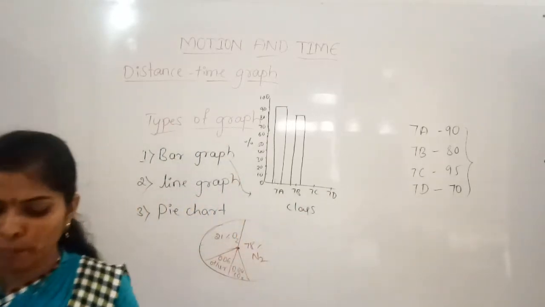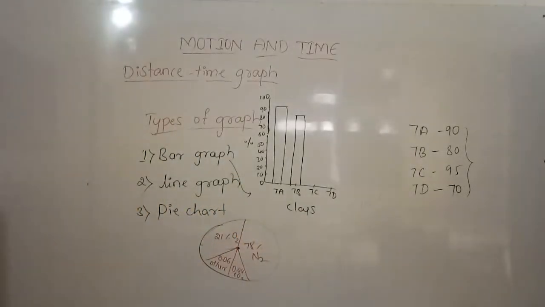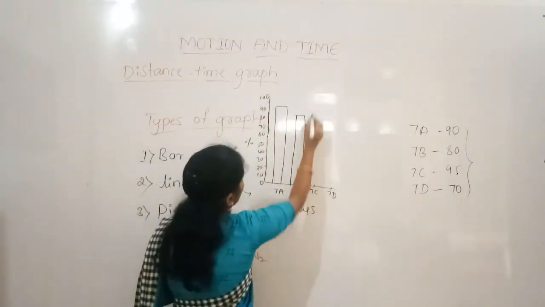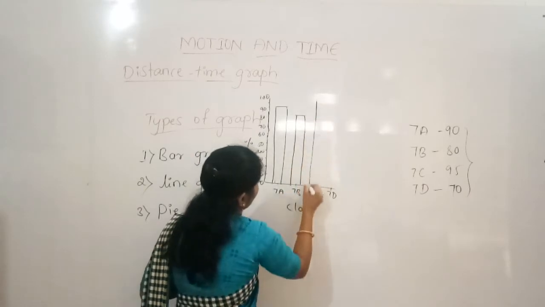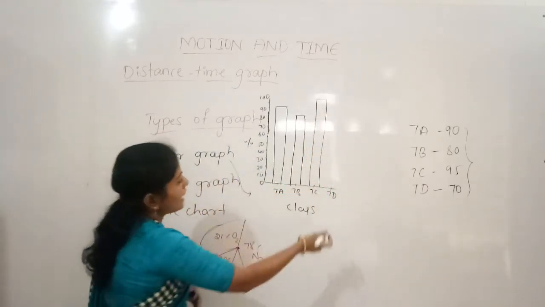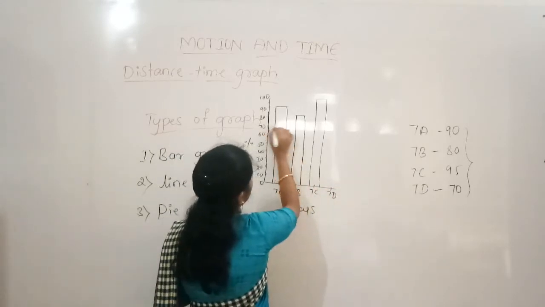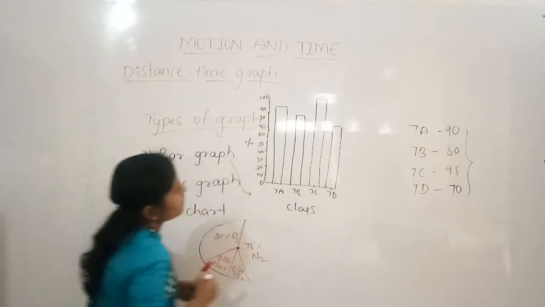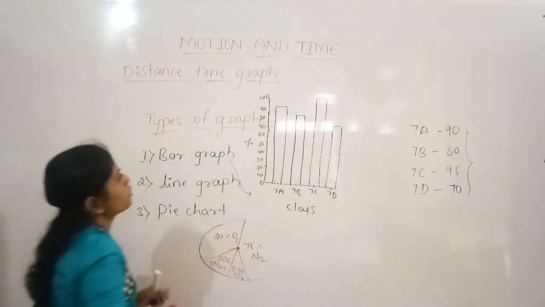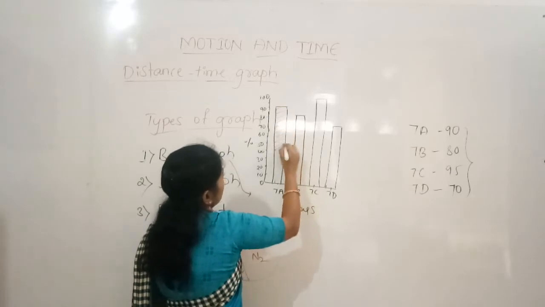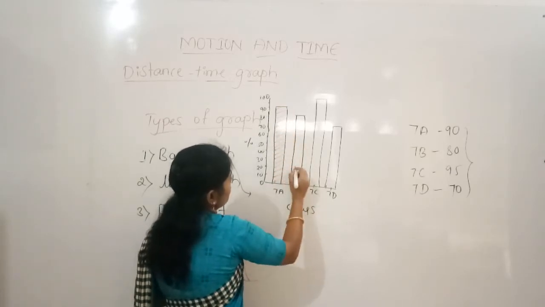So 95 means it will be in between 90 and 100 here. Okay? So here we can mark like this. And 7th D scores 70%. Yes, 70 is there here. And to make it a more interesting graph, you can shade this. You can shade with any colors. Like that you can do.